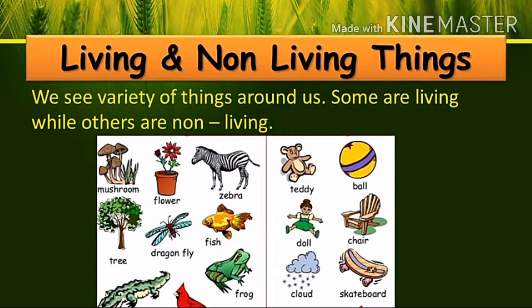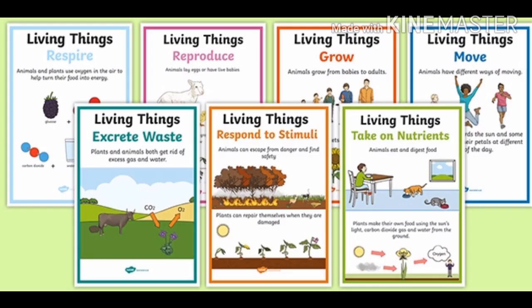So living things, some examples of living things are flower, zebra, fish, man. These are living things. And what are the characteristics of these living things? There are 7 characteristics, and these characteristics are that they can move, they can grow, they can reproduce, they can respire, they can excrete waste, they can respond to stimuli and take in nutrients. Now let's start one by one.